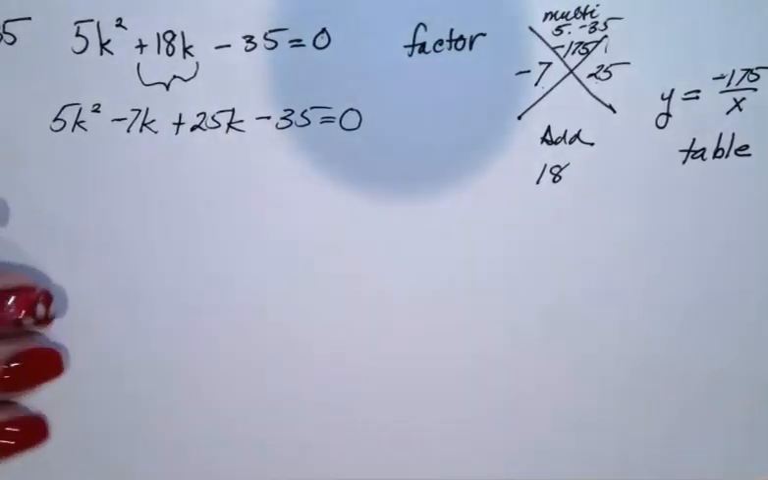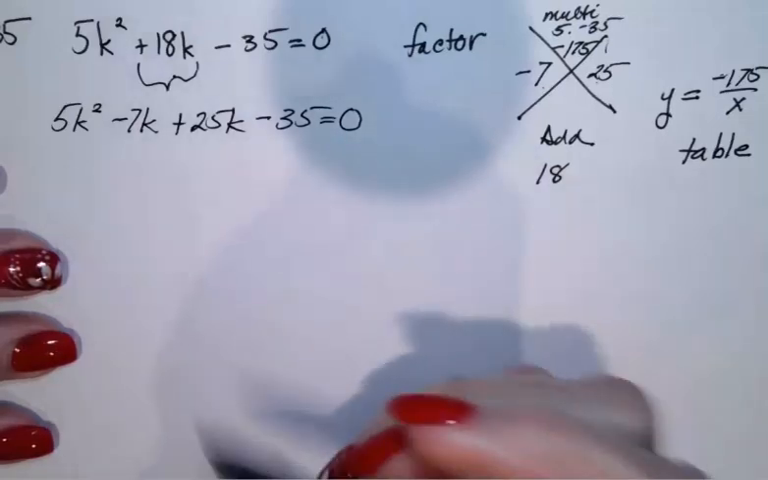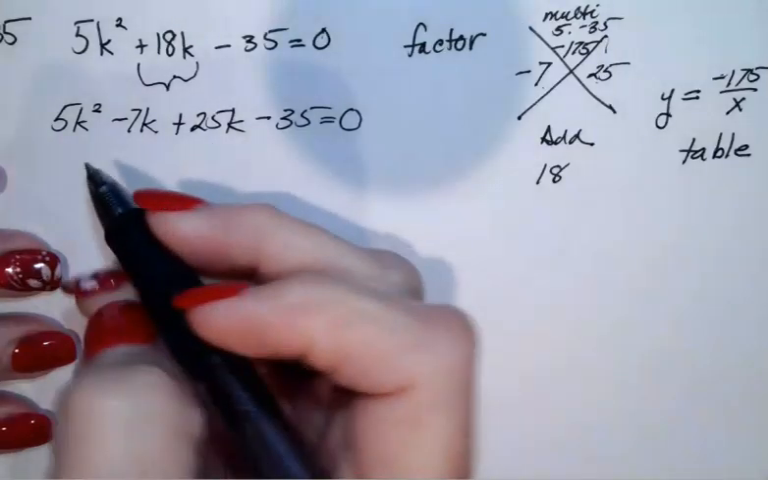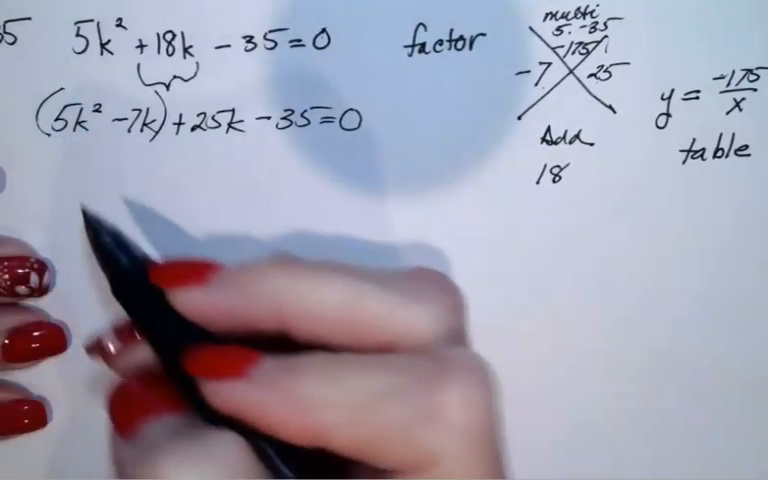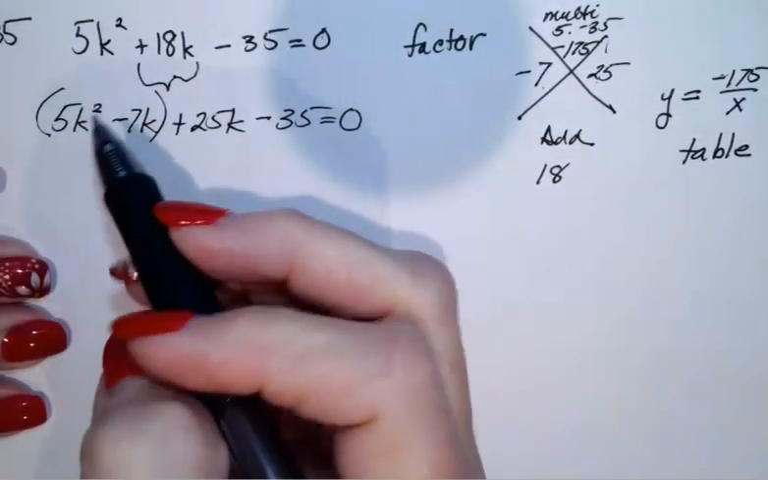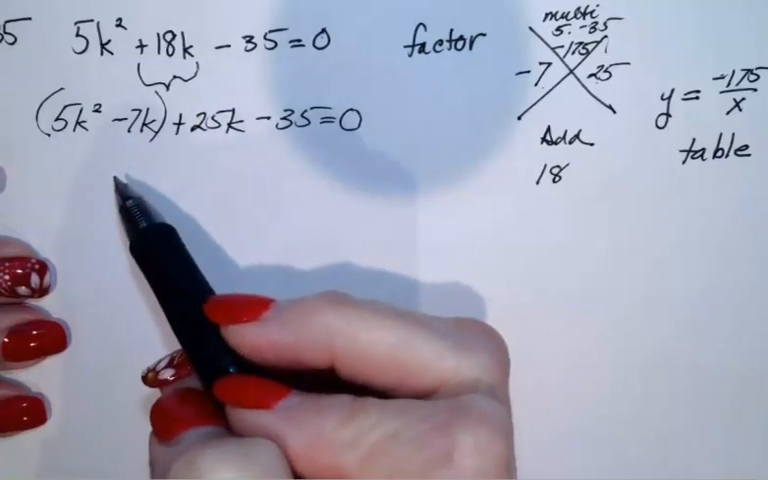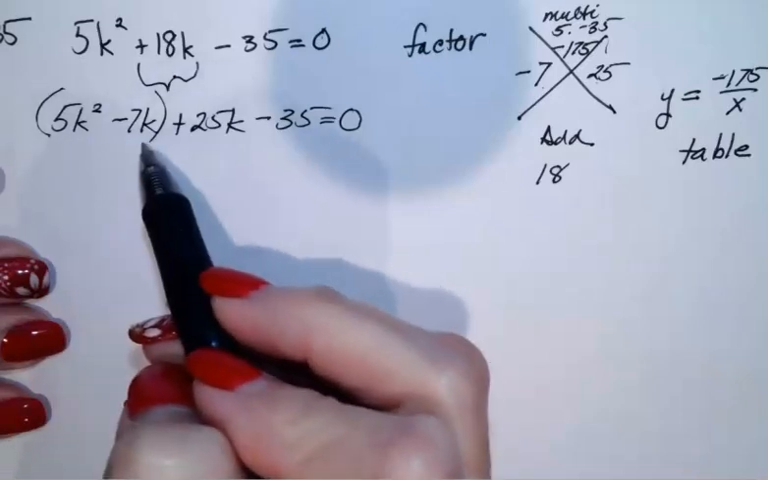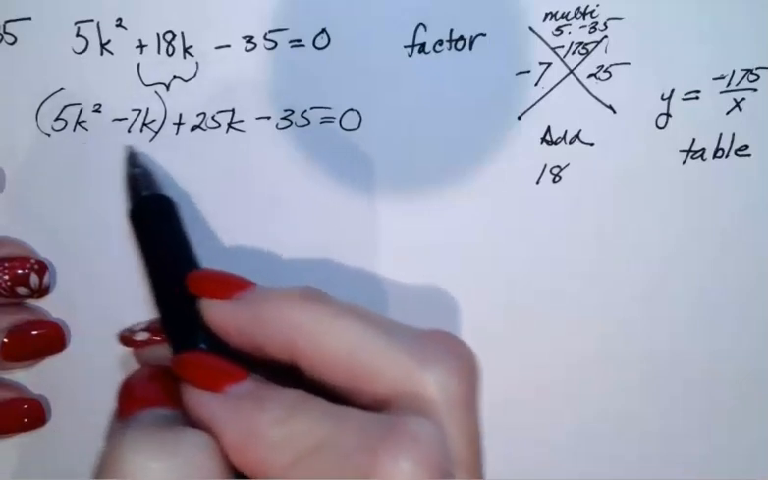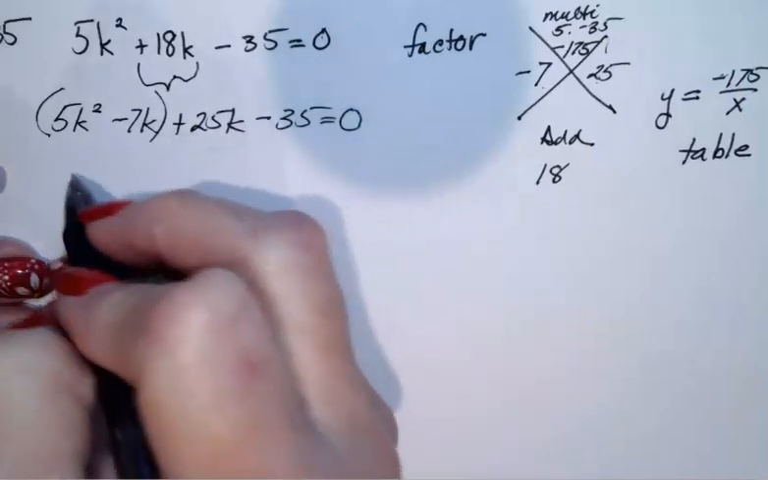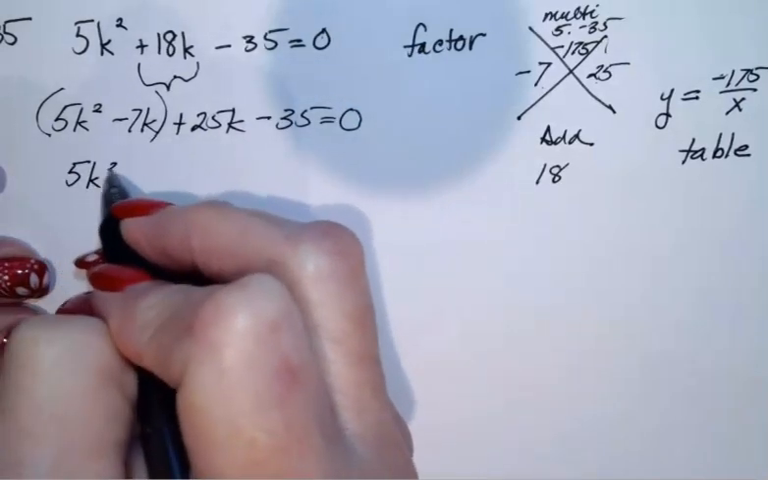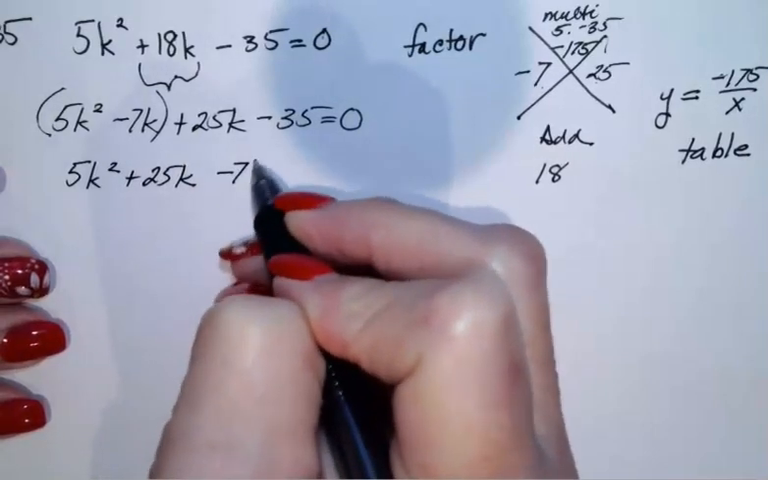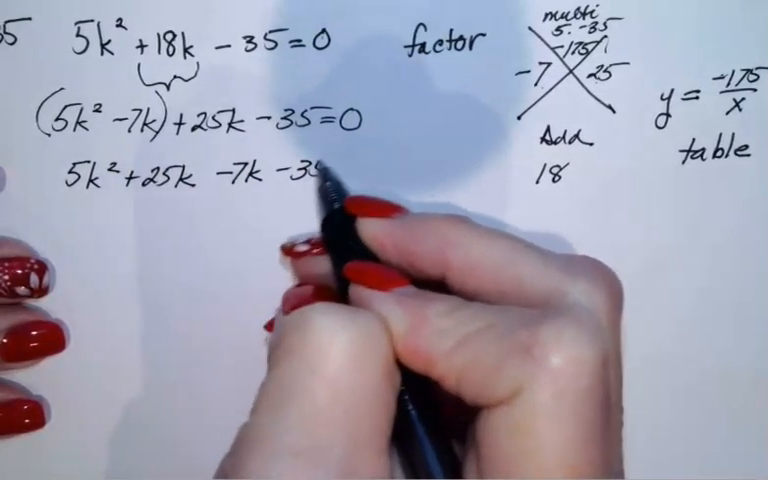Now, I'm going to do it like your teacher does it. For me, at this point, I would put it in a box, but I'm going to do her thing that she does. Okay. I have to move everything around because there's nothing I can take out right there, is there? So I have to move everything around. 5k squared plus 25k minus 7k minus 35.